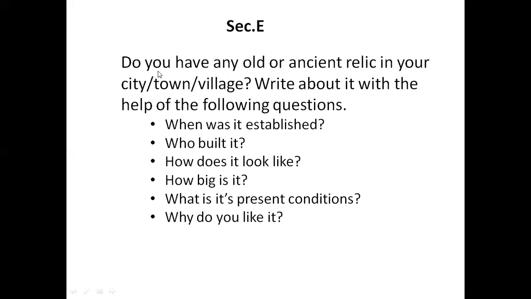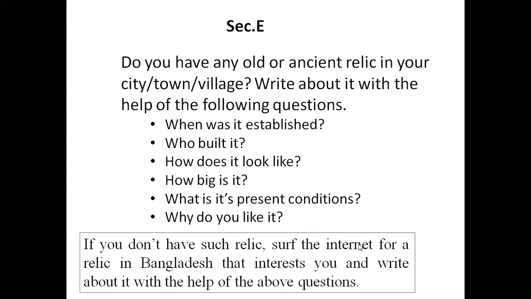If you have any old or ancient relic in your city or town, you have to write about it with the help of these questions. If you don't have such a relic, surf the internet for a relic in Bangladesh that interests you and write about it with the help of the above questions. If you don't have any old or ancient relic in your city or town, what you have to do is surf the internet for a relic in Bangladesh which interests you most, and write about it with the help of the above questions. Okay.